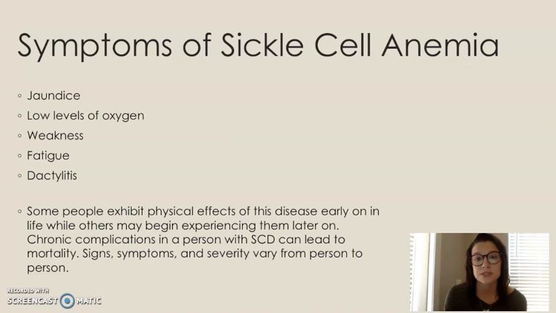So symptoms of sickle cell anemia, this is also part of how it affects our bodies. Jaundice, low levels of oxygen, weakness, fatigue, and dactylitis. So some people exhibit physical effects of this disease early on in life, while others may begin experiencing them later on. Chronic complications in a person with sickle cell disease can lead to mortality. Signs, symptoms, and severity will vary from person to person.